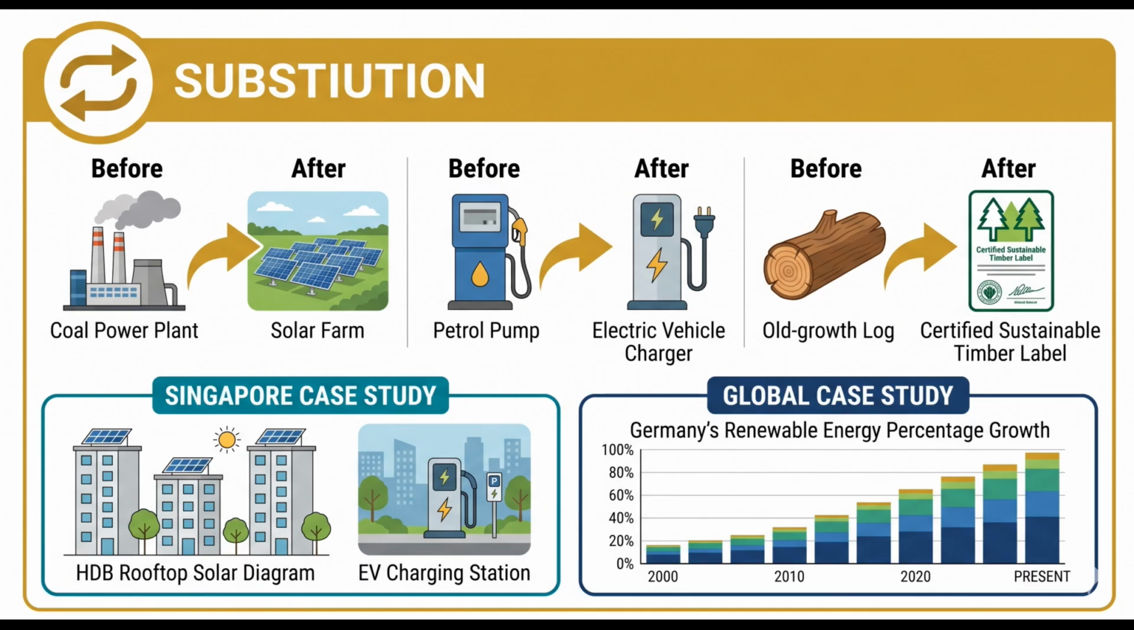Global example. Germany's Energiewende, which translates as energy transition. This is a national policy to phase out coal and nuclear power and replace the entire electricity supply with renewable energy. Renewables now supply more than 50% of Germany's electricity. This is substitution implemented at national scale, and it has been underway since 2000.